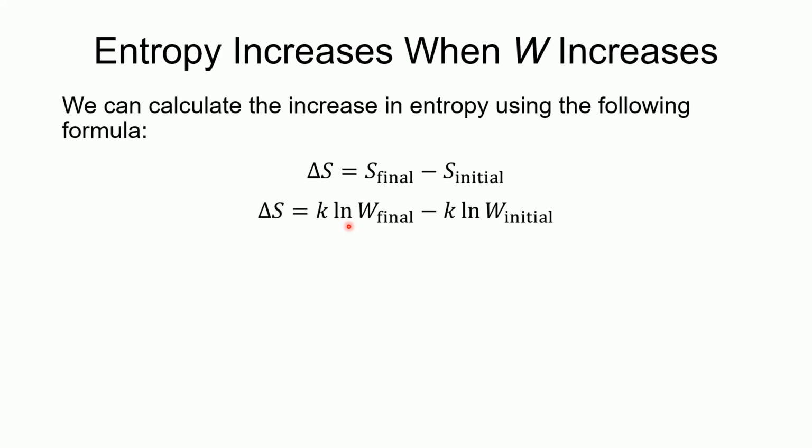That gives us the value of the change. So S final minus S initial gives us k times the natural log of W final minus k times the natural log of W initial. We can factor the k out, and then we can combine the natural log of W final and W initial into one term that looks like this. And that will tell you what the change in entropy will be for your system.